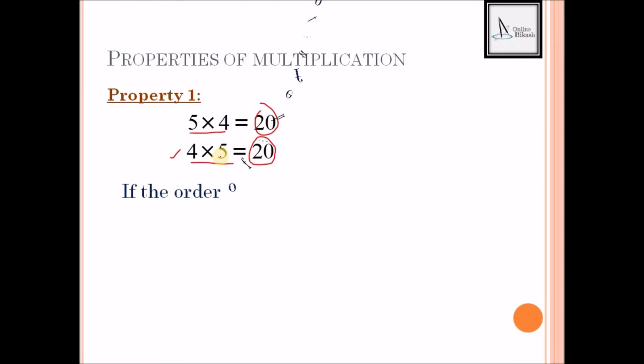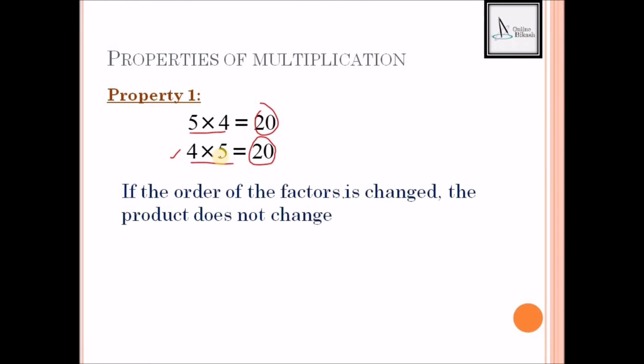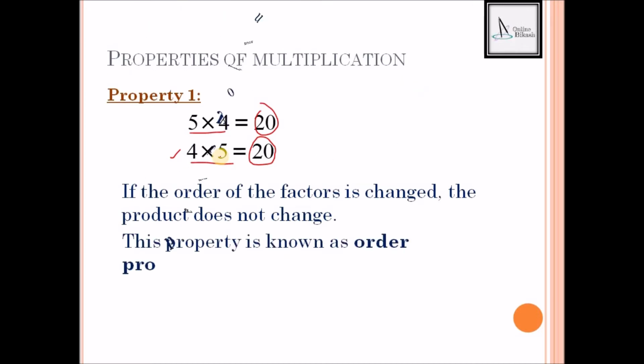That means we are changing their order, but the product is the same. So if the order of the factors is changed, the product does not change. We have placed the 5 before 4, and in the second case we placed 4 before 5, but in both cases the product remains the same. Though the order has been changed, the product remains the same. So this is called the order property of multiplication. Hope we have understood.